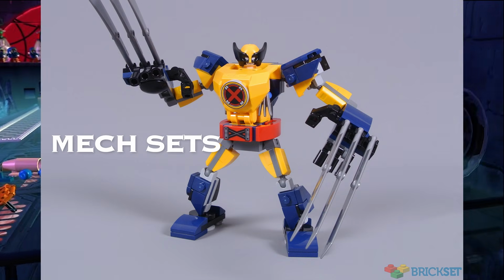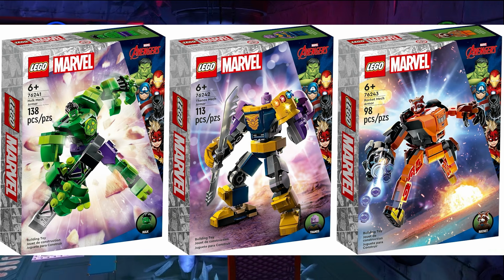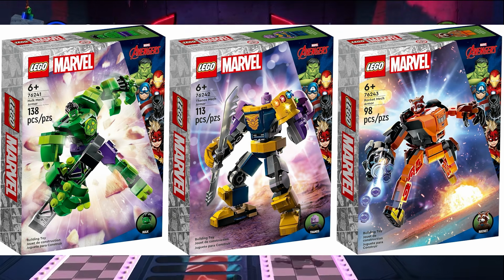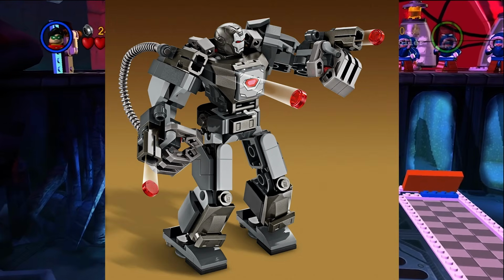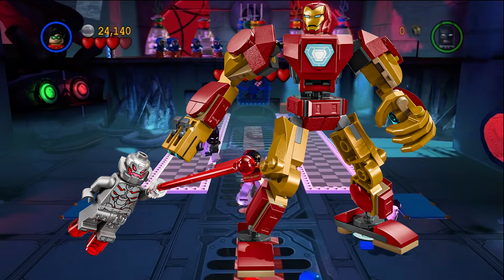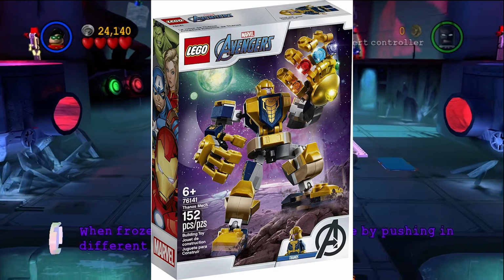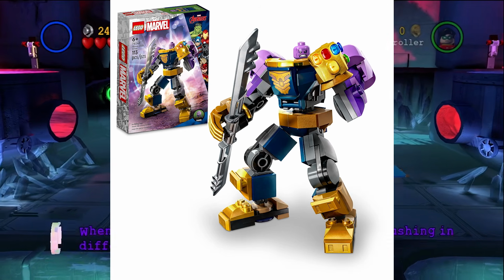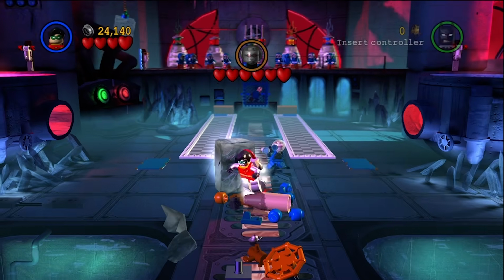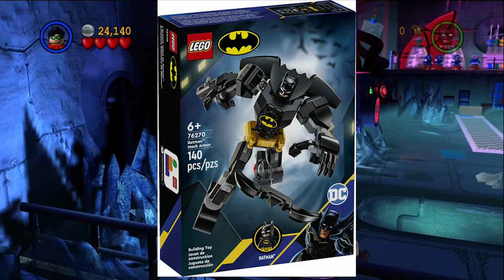Mech sets. So in 2020, LEGO started making these mech sets for the Marvel superheroes theme. They're basically a cheap way to get a cool minifigure and a pretty decent build with some cool pieces. Some of these sets make plenty of sense, like Iron Man or War Machine or Iron Man again or Iron Man a third time. But some of them are just goofy and really do not make sense for a lot of these characters to have a mech, like Thanos or Spider-Man or Thanos a second time or Spider-Man a second time.